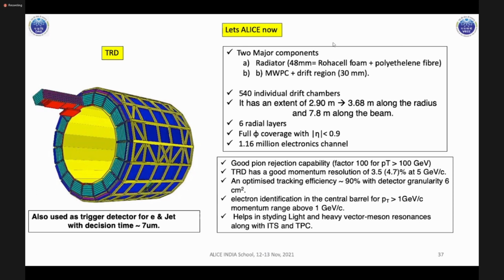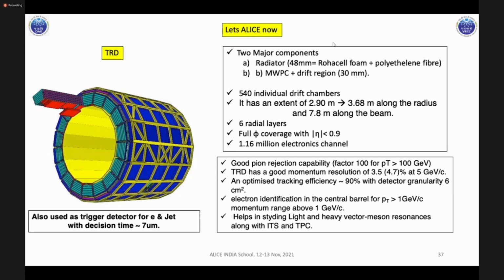And how many drift chambers are there? There are about 540, and it has an extent of 2.9 meter to 3.68 meter along the radius. So two concentric shells, one at 2.90 and the other at 3.68. And what is the extent along the beam direction? This is about 8 meter. How many layers are there? 6 layers, and it has full phi coverage. And eta coverage is the same as TPC, plus minus 0.9.